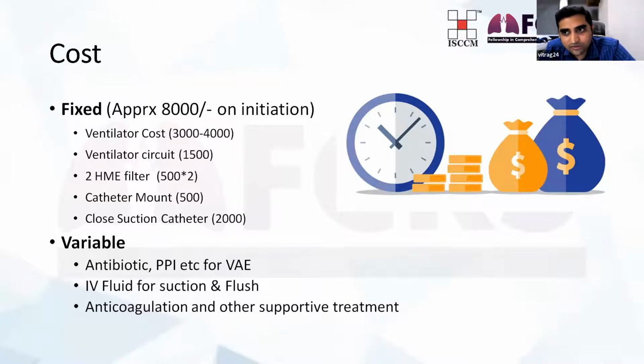And variable costs which we do not consider, but are definitely contributed by the ventilator due to limited mobility and aspiration risk, VAP risk, stress ulcer risk. So antibiotics, anticoagulation, PPI, IV fluid for suction and flush, all these are attributed to increased cost for a patient on a ventilator. So if the patient is in ICU without a ventilator, then with a ventilator, 10 to 15,000 is the minimum cost per day which the patient will have to bear.